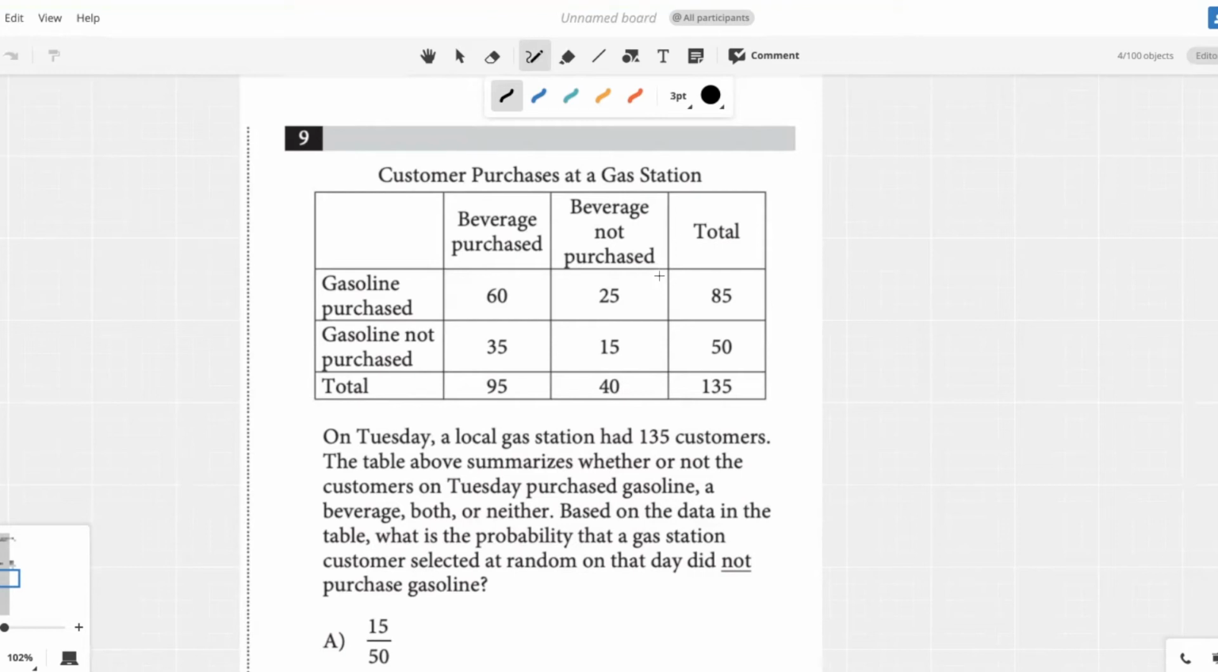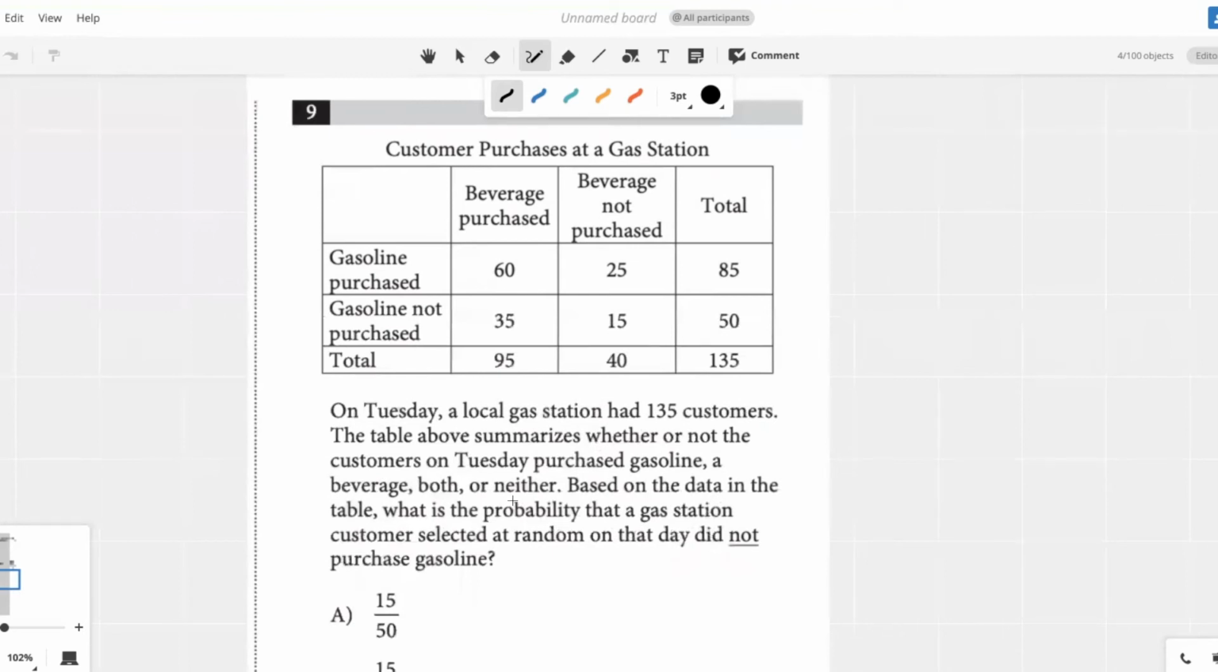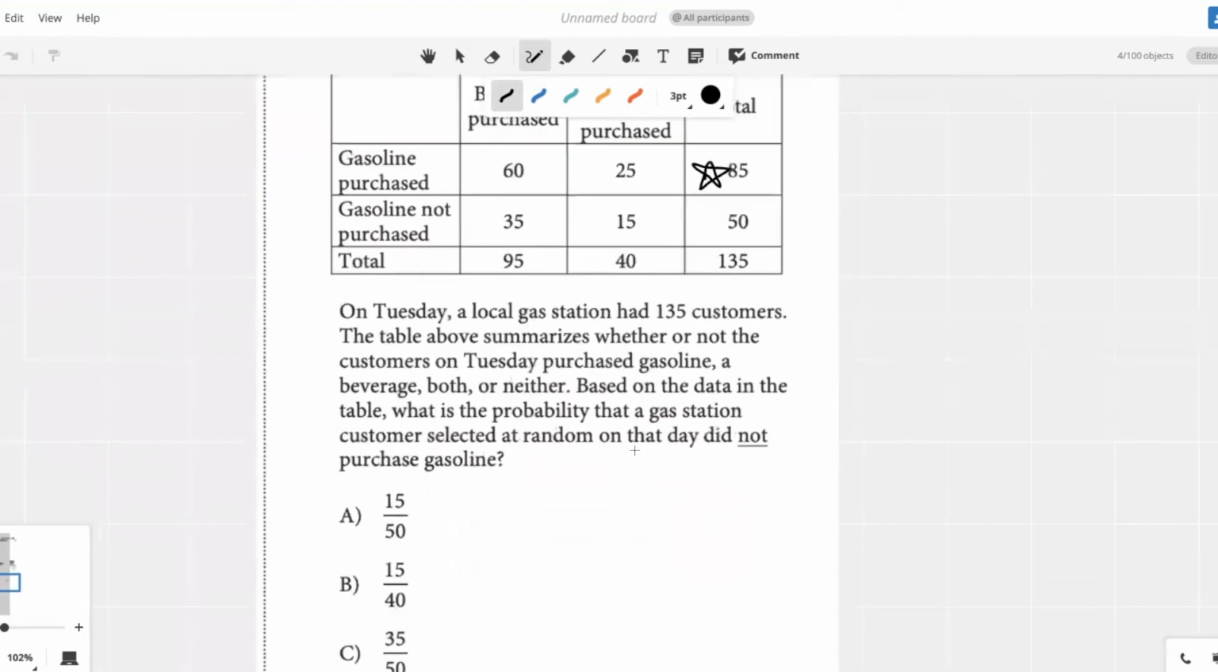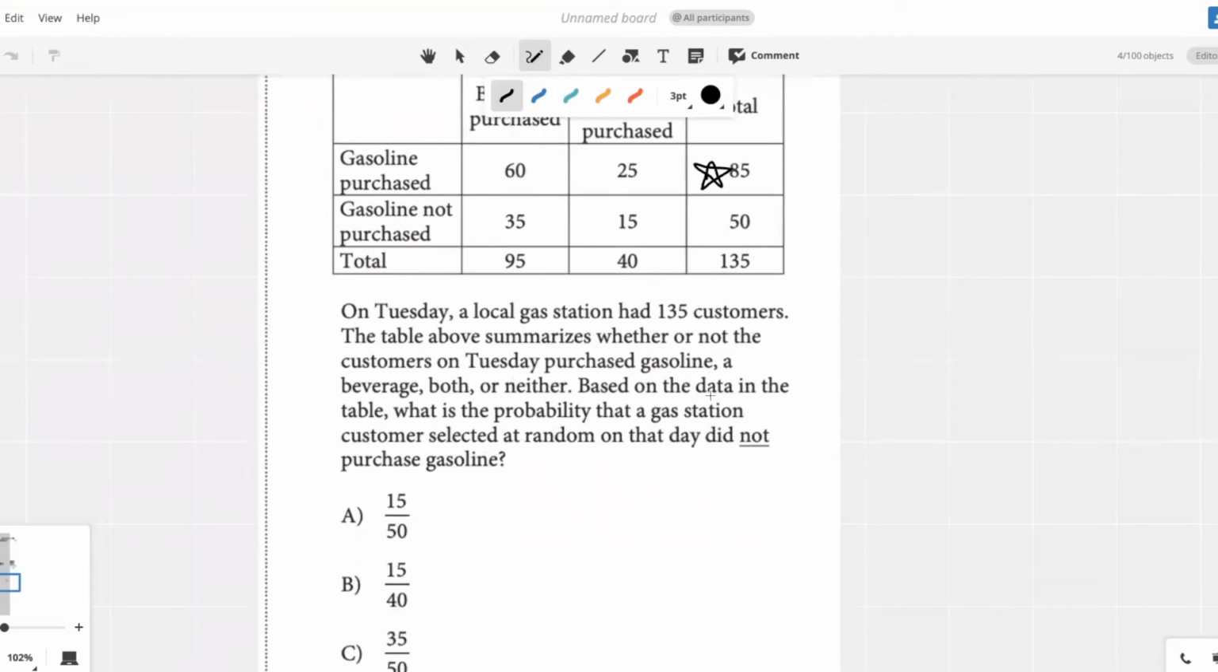So we want to find pretty much all the people who were selected in this table, except for the people who did not purchase gasoline. And so we pretty much just want to eliminate gasoline purchased from our total amount. And so the probability is the amount you want over the total amount. So let's just quickly write that. So it's amount desired over total amount.